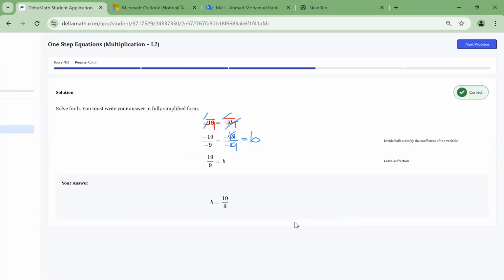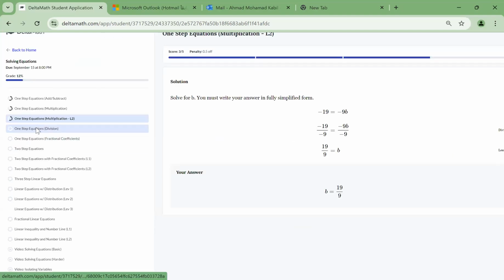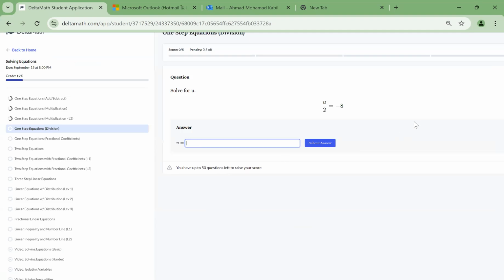And this is correct as well. So let's move on to the following exercise. We have here division. So we have u over 2 equals negative 8. Again, there are two ways of solving this. Some people might prefer to say that since u over 2 equals negative 8, we can take the 2 to the other side by multiplication. So it is removed from here. So u equals negative 8 times 2, which is negative 16.